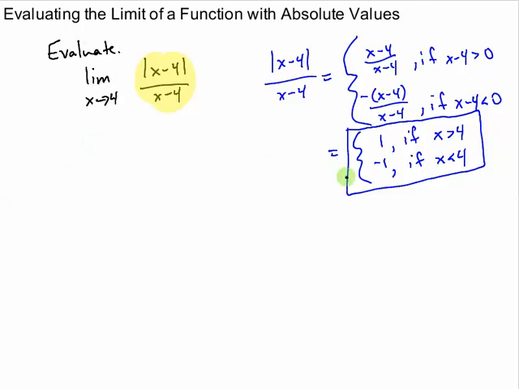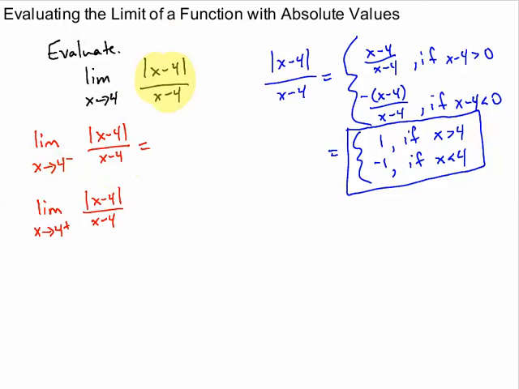So let's look at the left and right sided limits of f of x. So let's look at the limit as x approaches 4 from the left of this thing, and the limit as x approaches 4 from the right of this thing. If they're equal, then we'll know the two-sided limit that we're being asked to find here.